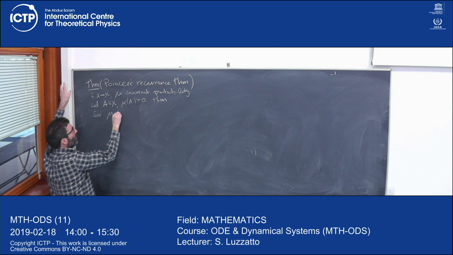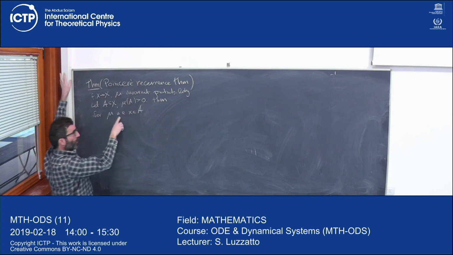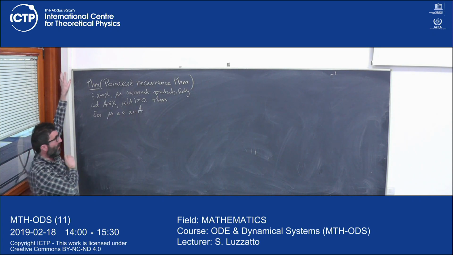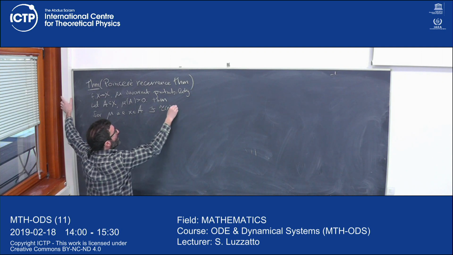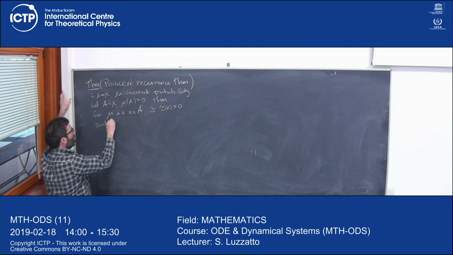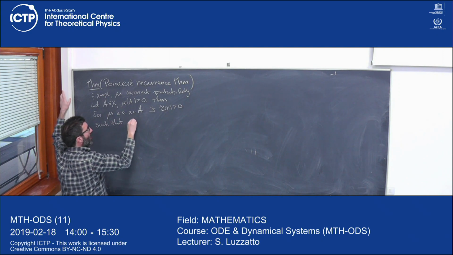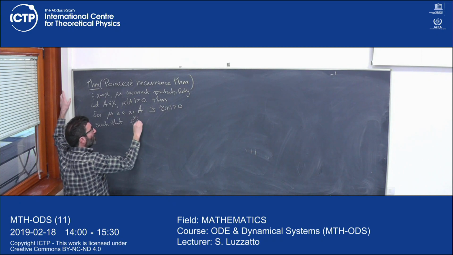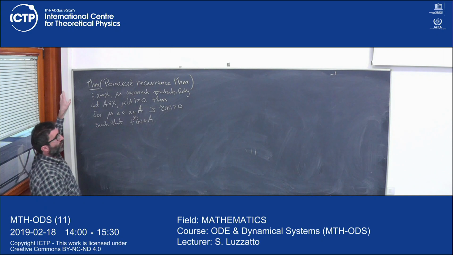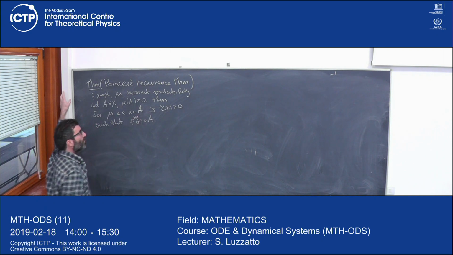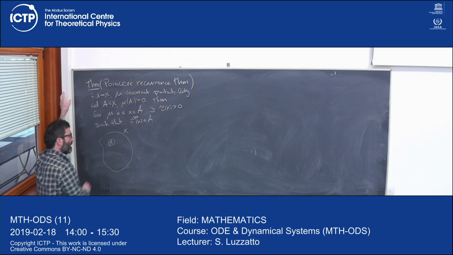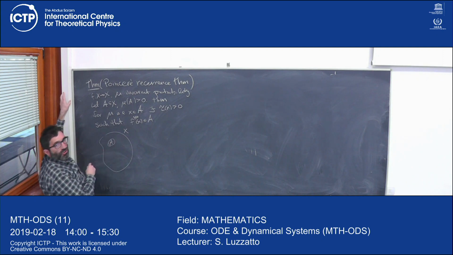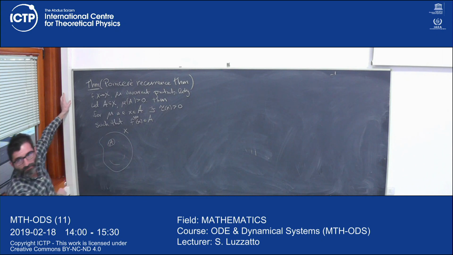For mu almost every x in A, so you know what mu almost every means, right? It means that the set of points for which what I'm going to say does not occur has just zero measure. So almost every point x in A, there exists some tau x greater than 0 such that f^tau(x) belongs to A. So this is saying that if you have a set with positive measure, essentially every point comes back to A.